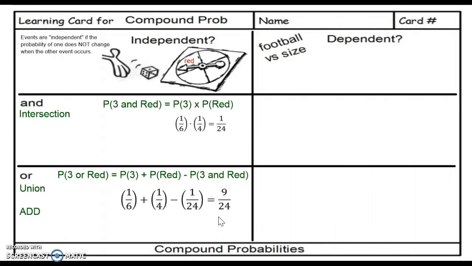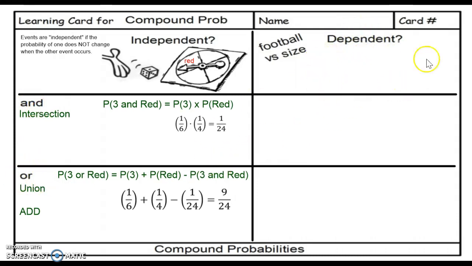Any one of them is okay. And even when you have a fraction, you don't necessarily have to reduce it. 9/24 does reduce, but if you leave your answer as 9/24, that's okay as well. Well, there's two examples of independent events. What about dependent events? How do we do an intersection problem and a union problem if we have dependent events?